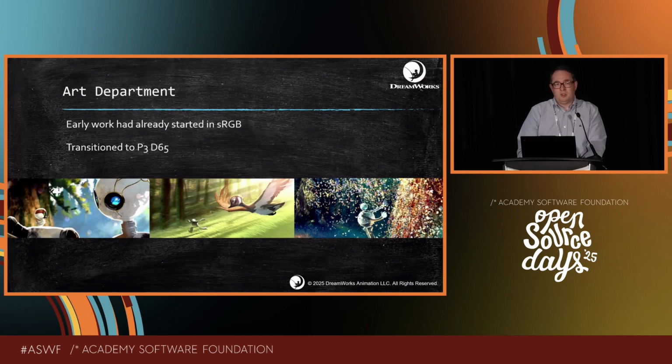For the art department, early work had already started in sRGB, and we needed to transition to P3 D65 in order to take advantage of the wider color gamut available. And this required the batch conversion of images where possible, and in some cases, manual conversions. You can see here some of the rich artwork serving as sort of the input into the process.